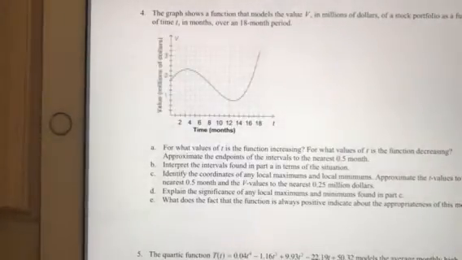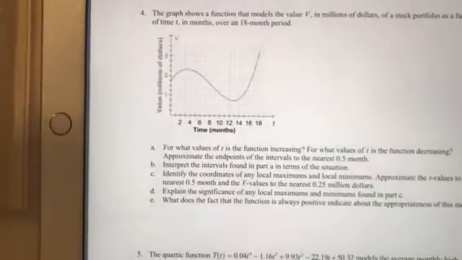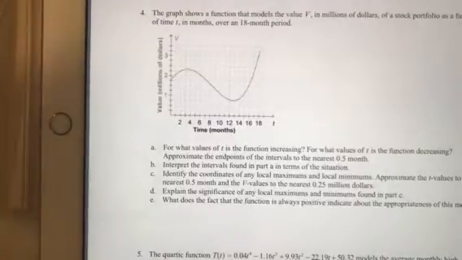That's my guess. Interpret the intervals found in part A in terms of the situation. So we're talking about a stock portfolio and valuation, right? It's the value. So the periods of increasing is when the value is going up, and the decreasing is when the values are going down. That's really not difficult. Identify the coordinates of any local maximums and local minimums.